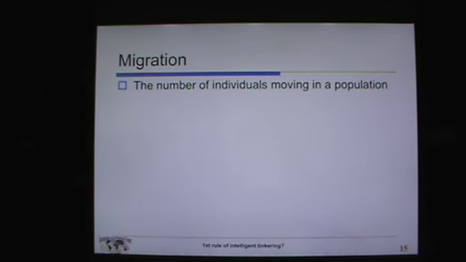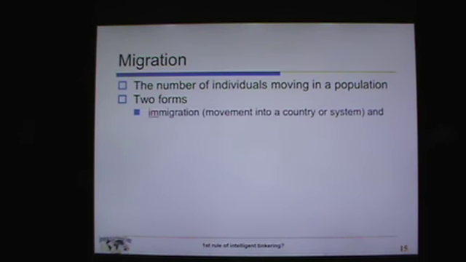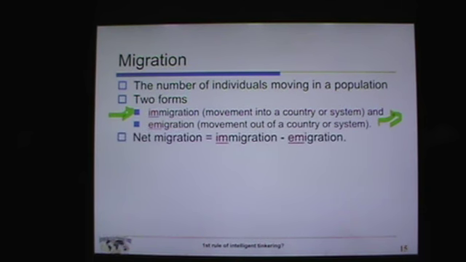Remember migration? Migration is actually technically a round trip, like the birds that migrate up to the Arctic Circle and migrate back. That's a round trip. Immigration and emigration usually are a permanent relocation. So, migration, number of individuals moving in a population. Two forms of it, as I said before. The movement into a country and the movement out of a country. Immigration and emigration. Net migration is equal to in movement, immigration, minus the out movement, or the emigration.